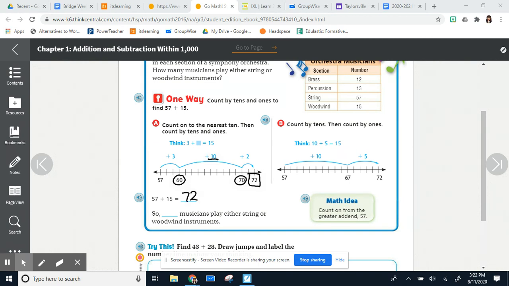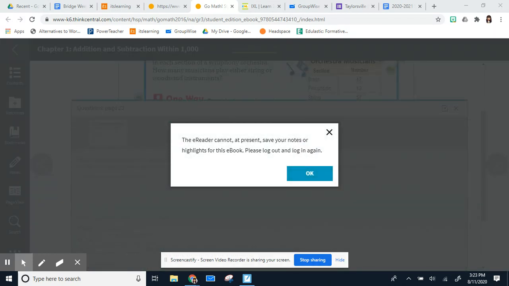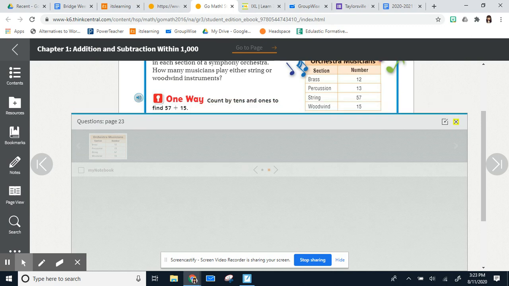And there is another way. You could just start with adding tens first, which is what they do over here. So we're still starting at 57. Then we're adding 10 to get to 67. And then we still have 5 more we need to add. So we add 5 to 67, and then we get the same answer, 72. Okay, personally, I like the second way better, but it's whatever works for you. Sorry, sometimes this happens when I erase.